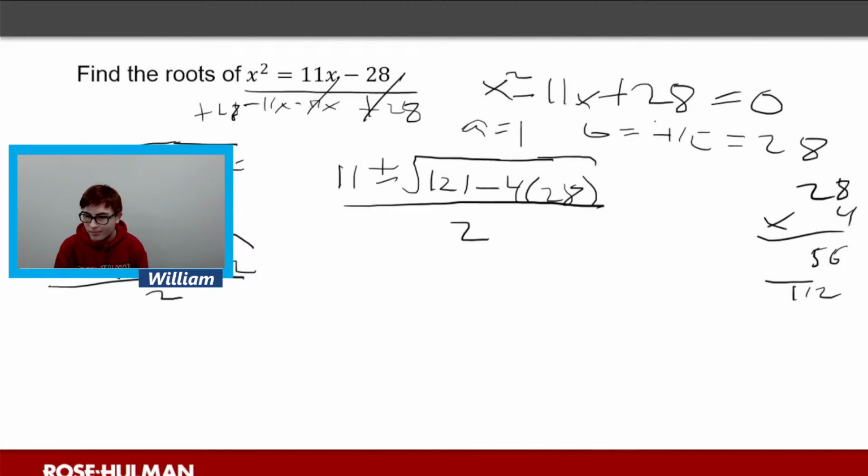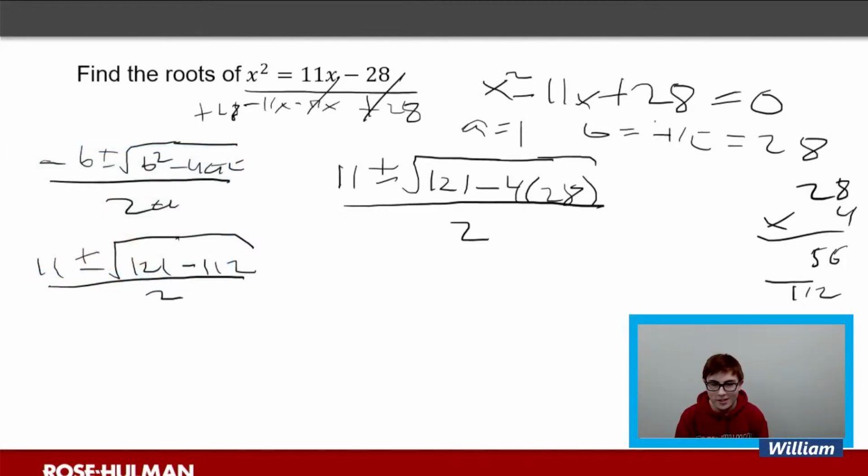divided by 2. And now we can do the, thank you to my tech guy for helping move my picture around, very helpful, so that way I'm not covering up any of the math, sorry about that.